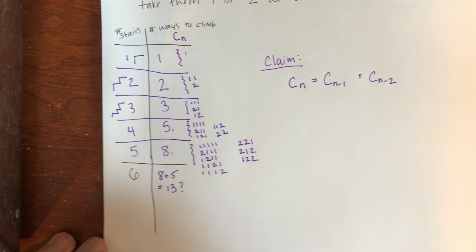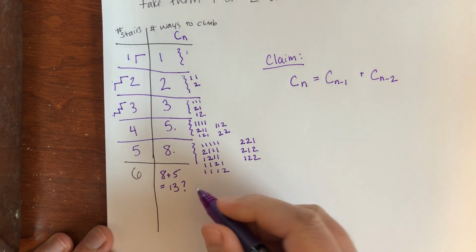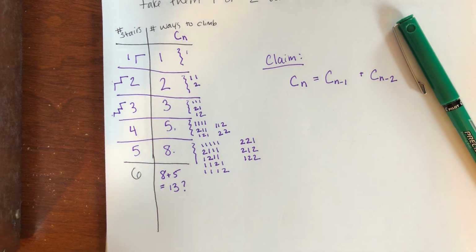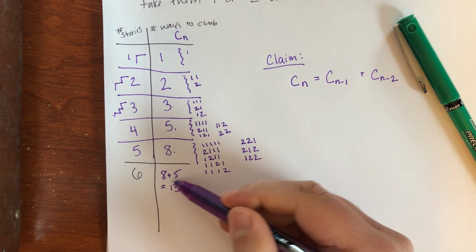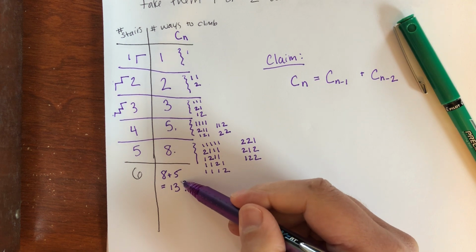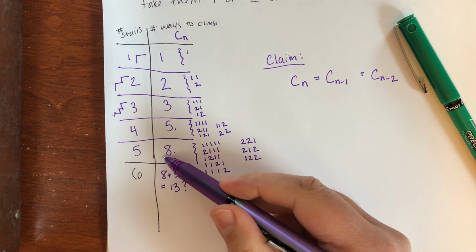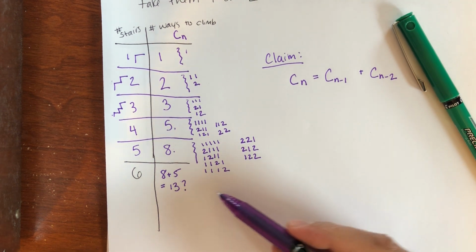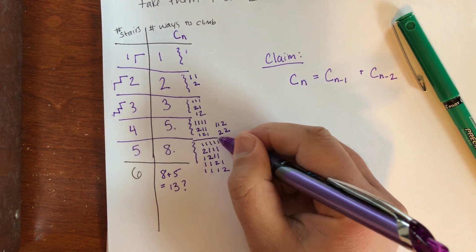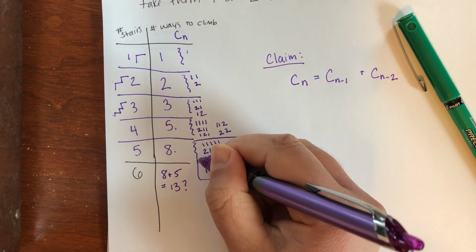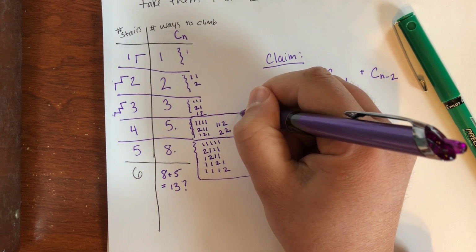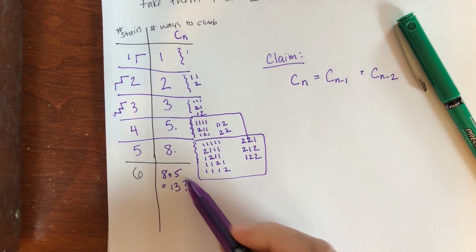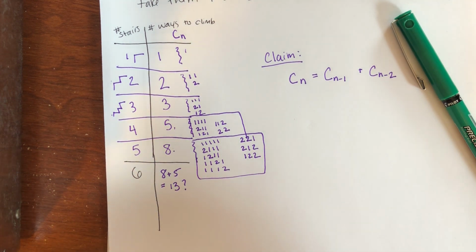Why would that be? Well, maybe we can try to use what we have so far as a way of helping us understand where this is coming from. For example, we're trying to show that we can get these 13 ways of going up 6 stairs using the 8 ways from the case above plus the 5 ways from the case above that. So let's actually try to generate all these ways of going up the staircase using these 8 ways of going up 5 stairs and then using these 5 ways of going up 4 stairs. That's the idea with a Fibonacci sequence, we can build up the next case using the 2 prior cases.